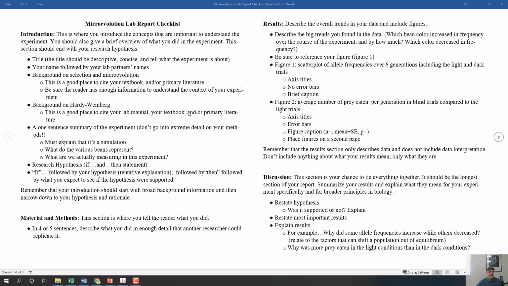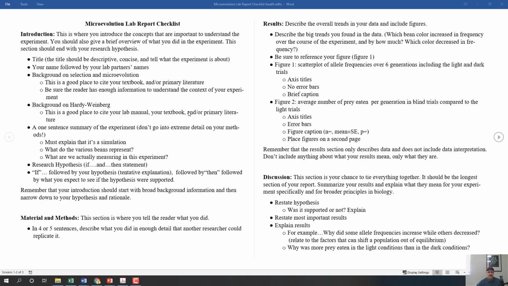In the materials and methods section, this is going to be a few sentences describing what you did so a researcher could replicate it, and then you'll also want to reference the lab manual there because you could tell them, hey, to see where I got all this information, check out this source.